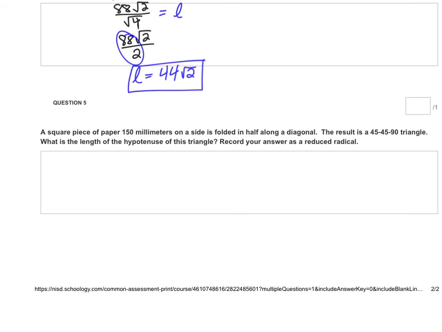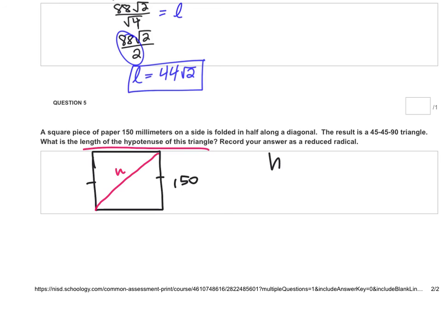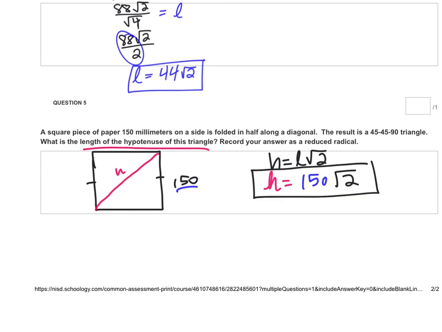Okay, so if you need to visualize it, we have a square piece of paper. We're told it is 150 millimeters on a side, and it's folded along a diagonal. So we need to find the length of the hypotenuse, which is going to be our diagonal. Using our formula, our hypotenuse is equal to the leg length, 150, times the square root of 2. And this would be the full length of our diagonal in the paper, or our hypotenuse.